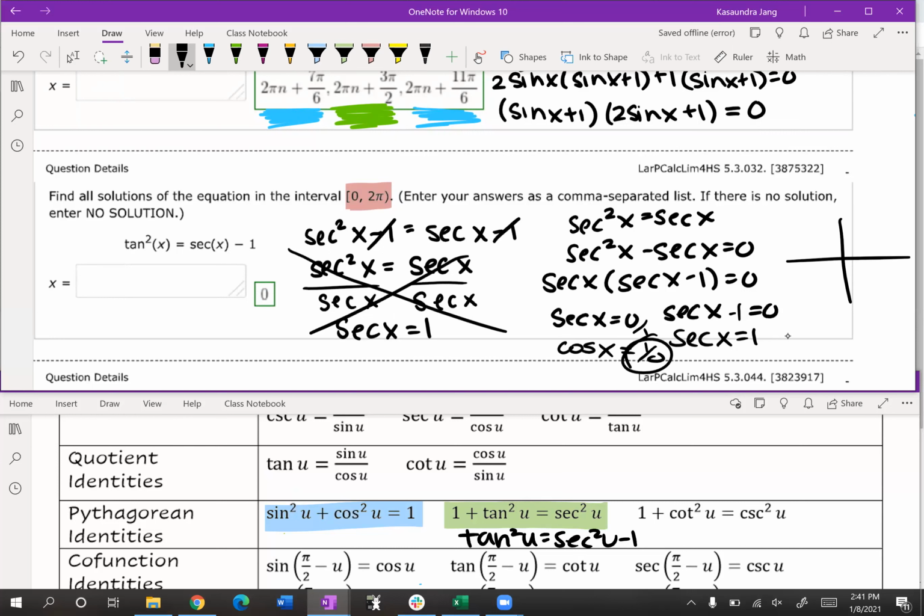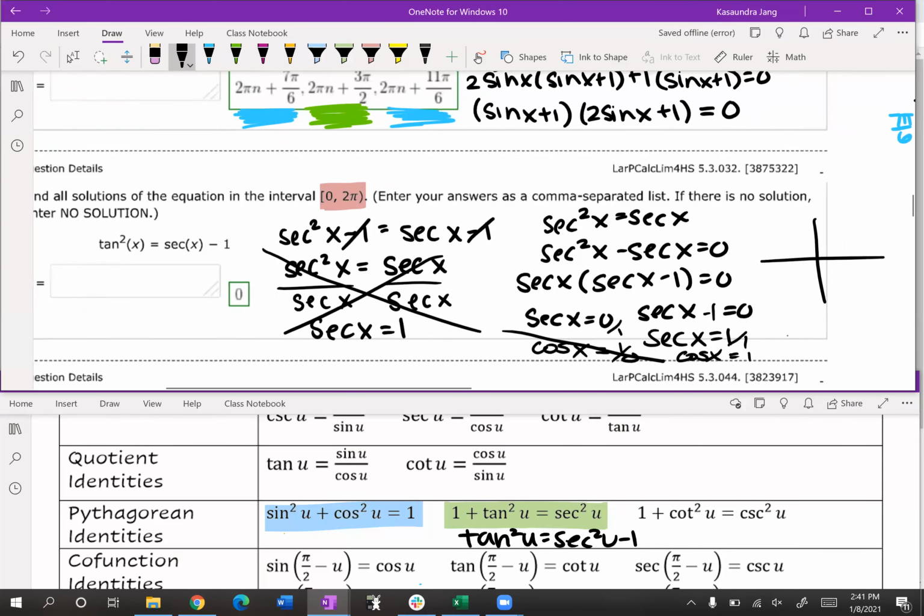There is no 1 over 0 x value on my unit circle, so this is not going to give me a solution. And then secant of x, again, if I do the reciprocal, I get a cosine of x. Instead of 1 over 1, if I do the reciprocal, I get another 1 over 1. So I'm basically looking for my cosine to be a 1 on my unit circle.